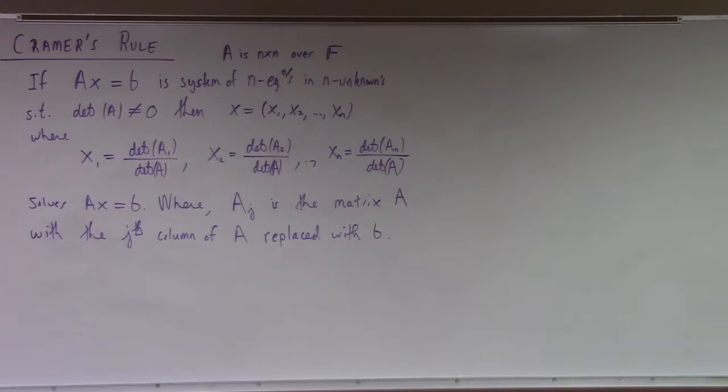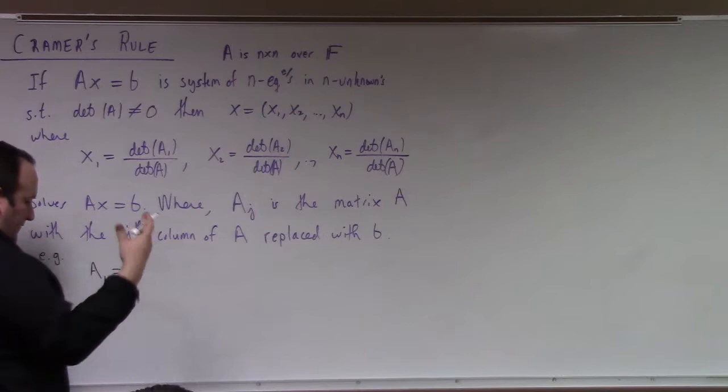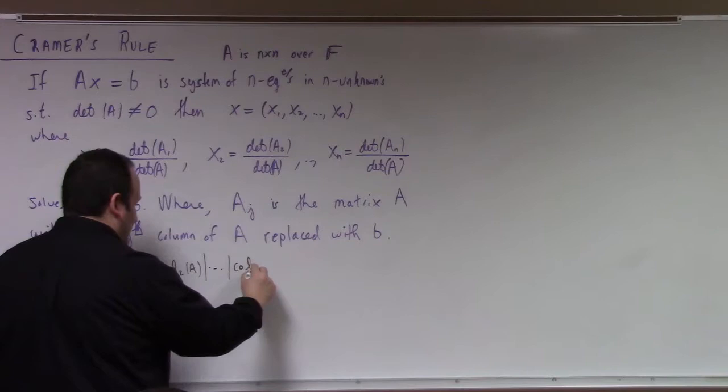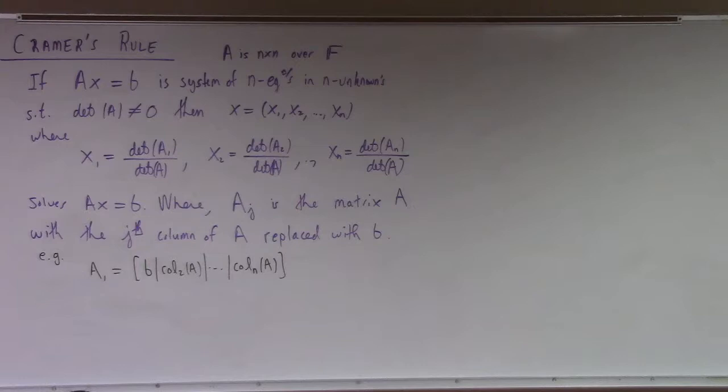Let me just be explicit to make sure you guys follow what I'm saying. So what would A1 be? We replace the first column of A with B. What's the second column? Well, the usual column 2 of A, right? I better not use A sub 2 for the second column of A here. That would be confusing, wouldn't it? So we're using this A sub 2, A sub n, for these modifications of the matrix A.